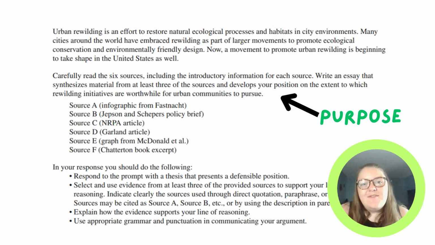The audience for this particular prompt is obviously going to be your AP readers, but there are requirements outlined at the bottom for what they expect to see. Finally, the type of writing is a persuasive essay, and I know this because it says develop a position, meaning that I need to bring my own opinion to this topic.